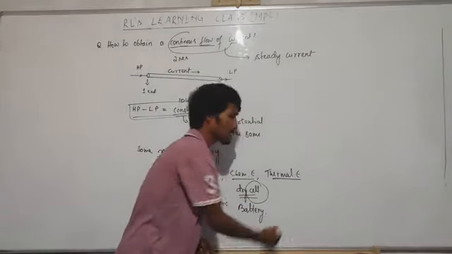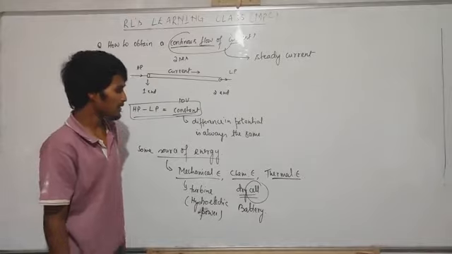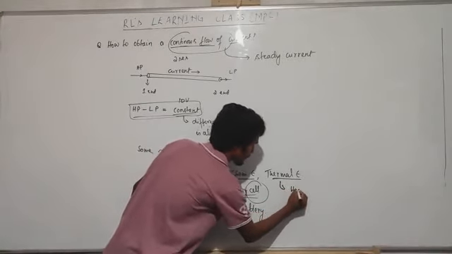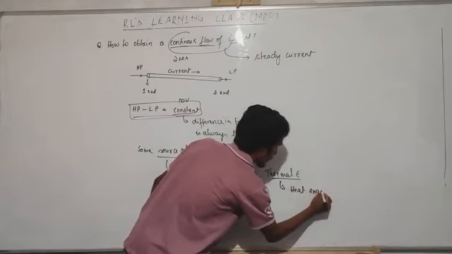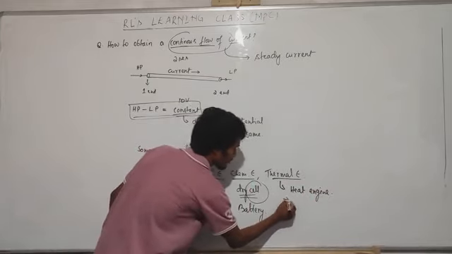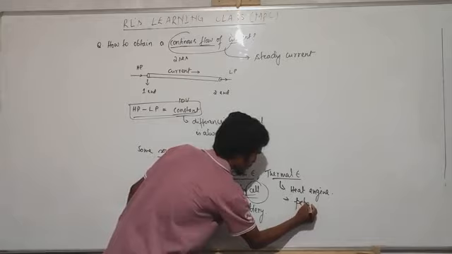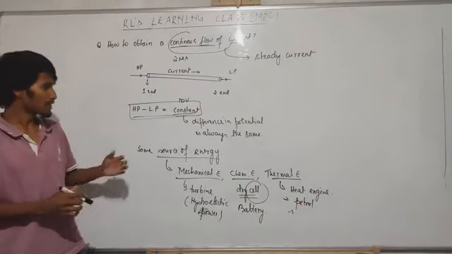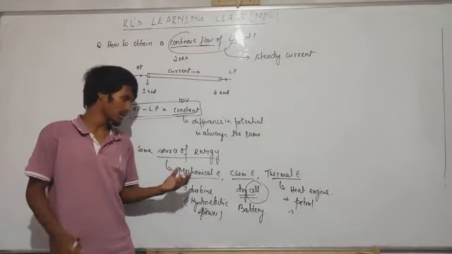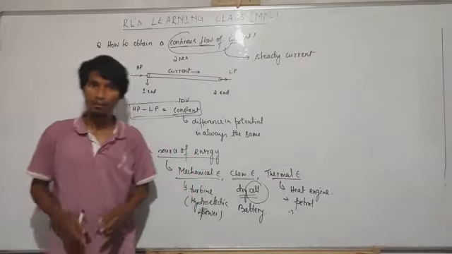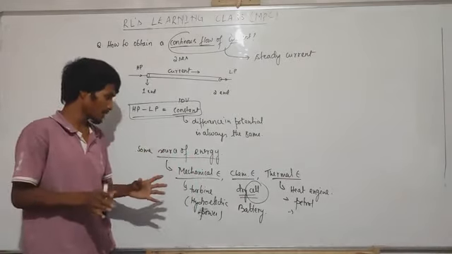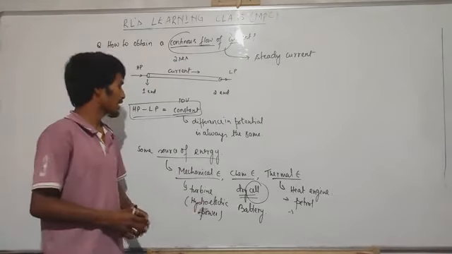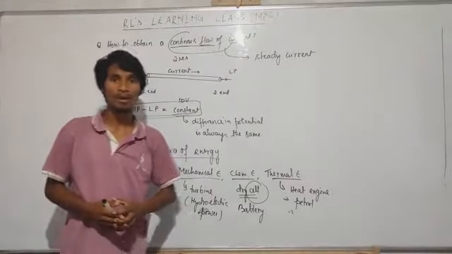And what about thermal energy? Thermal energy will be by the use of a heat engine, that is with the help of petrol, diesel. Okay, from where do we get the source of energy? From mechanical energy, chemical energy, or thermal energy. And mostly in Meghalaya, we get it by mechanical energy, that is by using hydroelectric power to get a continuous flow of current.